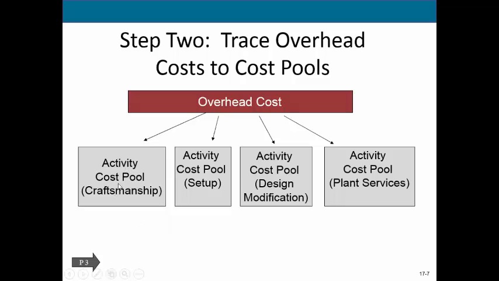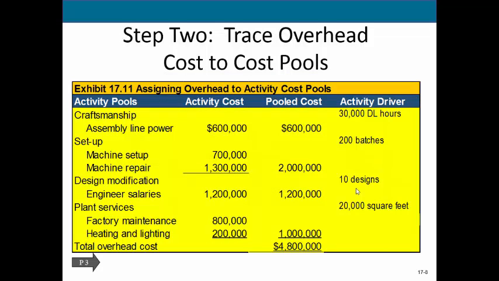We have our activity cost pool related to craftsmanship, then one for setup, one for design modification, and one for plant services. So these cost pools could include just one activity or they could include multiple activities. And you can see here the information about how we have pulled together these costs. So for craftsmanship here we have just the assembly line power activity. But then for setup we have machine setup and machine repair. So the two of these activity costs will be added together.